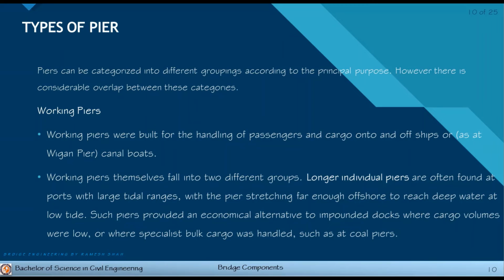So working piers themselves fall into two different groups. We have longer individual piers, which are often found at ports with large tidal ranges. So tandaan natin na large tidal ranges, yung longer individual piers, with the pier stretching far enough offshore to reach deep water at low tide. Such piers provided an economical alternative to impounded docks where cargo volumes were low or where specialist bulk cargo was handled, such as coal piers.